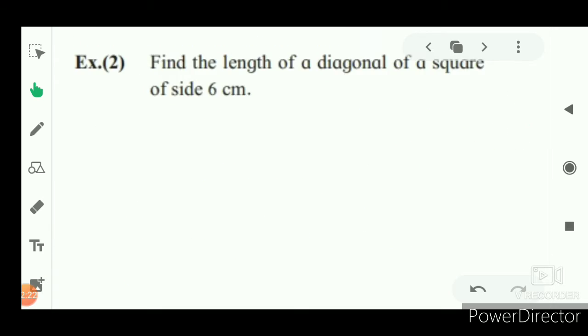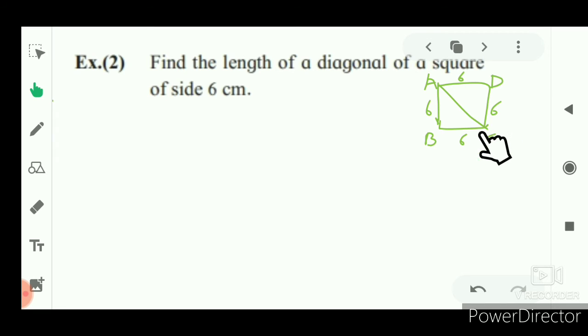The second question says that we have to find out the length of the diagonal of a square of side 6 centimeter. There is a square whose side is 6 centimeter, and we have to find out the length of its diagonal. So first of all we will draw the rough figure of the square. We have drawn the rough figure of square ABCD of side 6 centimeter, and we have to find out the length of the diagonal.